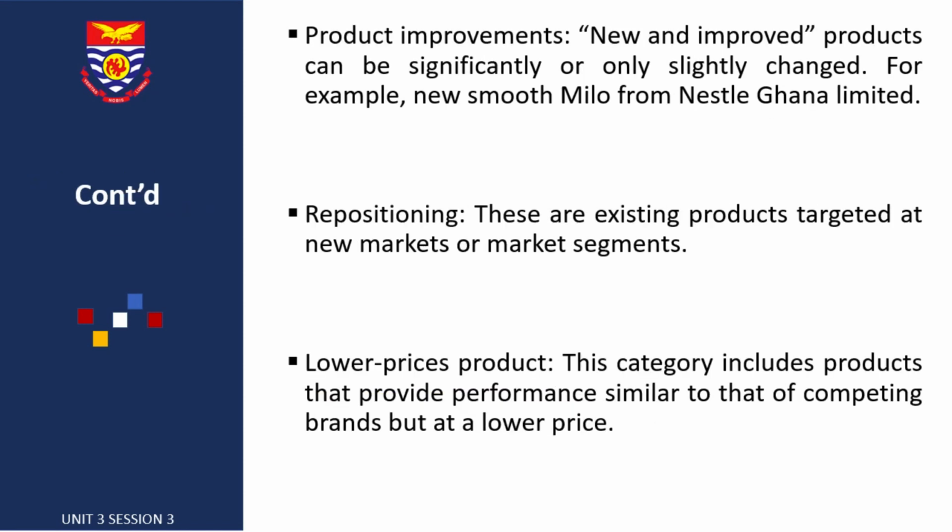Other classifications include product improvement, new and improved. Some products are being improved on, which comes with different packaging designs, different labels. They are also classified as new products. New and improved products can be significantly or only slightly changed, like a rough Milo to a smoother Milo from Nestle Ghana Limited.